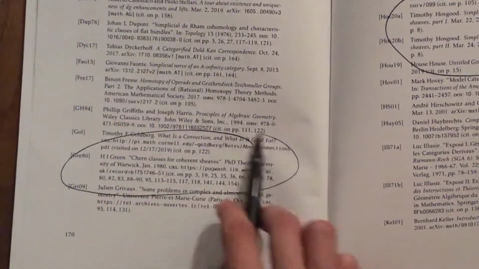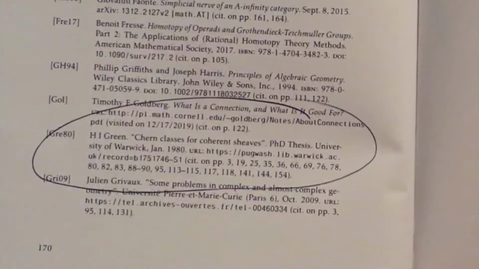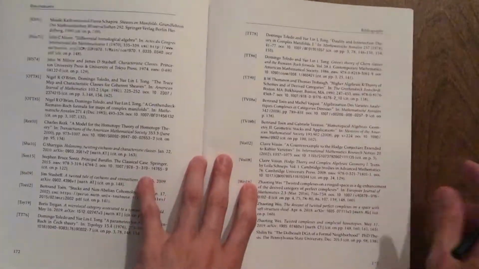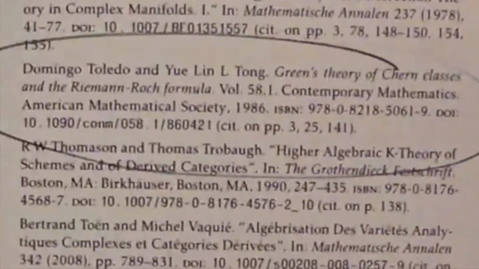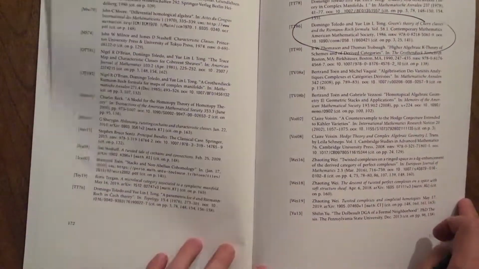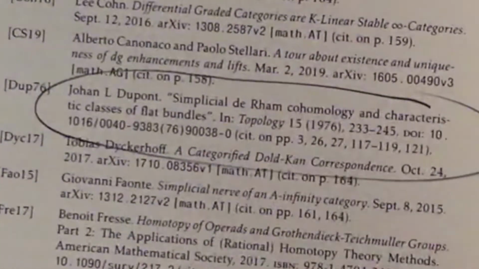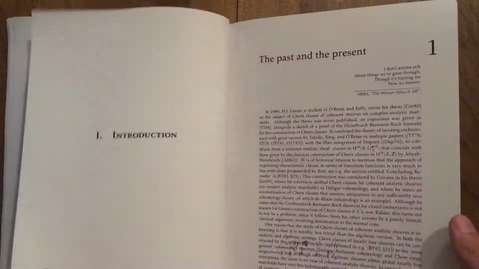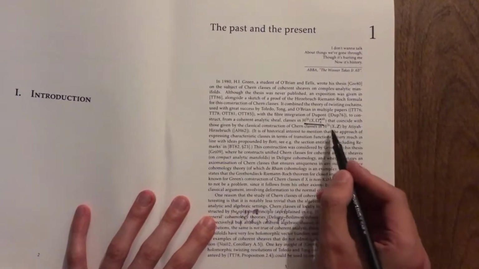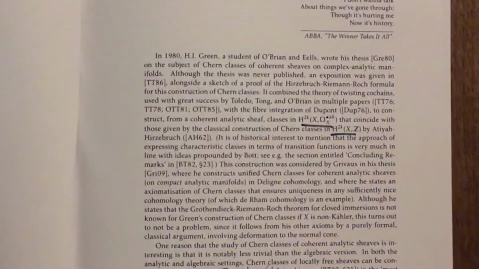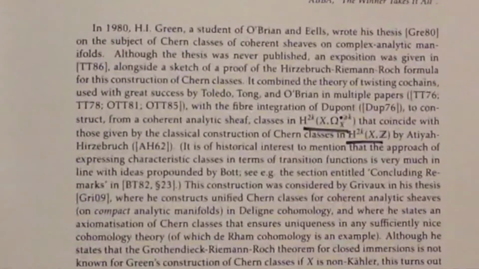In 1980, H.I. Green wrote his thesis on the subject of Chern classes of coherent sheaves on complex analytic manifolds. The work inside was never published, but an exposition was written by Toledo and Tong, whose work on twisting cochains with O'Brien, who was one of Green's supervisors, formed the backbone of Green's thesis, alongside Dupont's fibre integration. The construction, which gives classes in H^{2k}(X, Ω_X^{≥k}), truncated below in degree k, agrees with the classical construction by Atiyah-Hirzebruch in H^{2k}(X, ℤ).